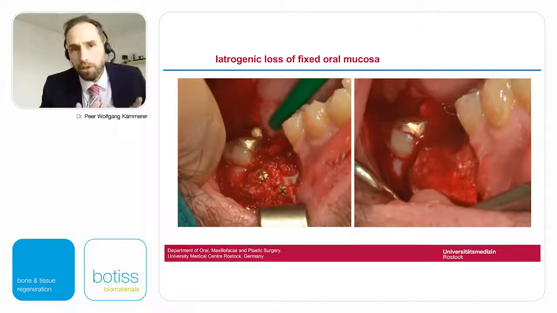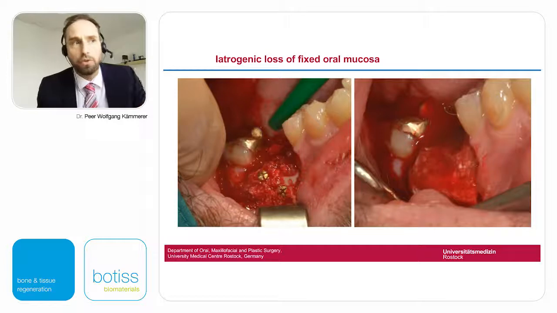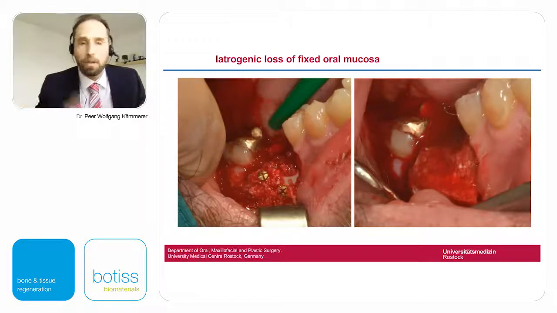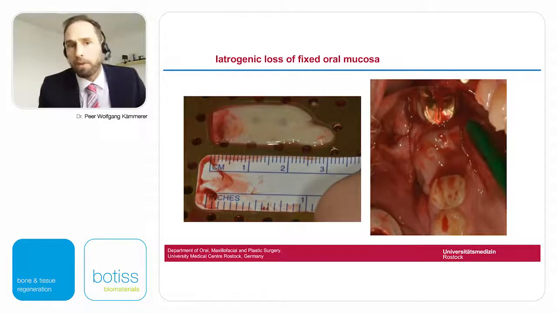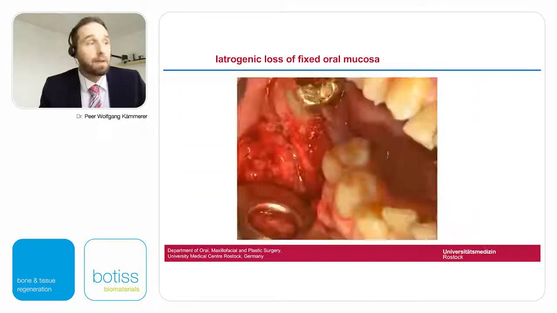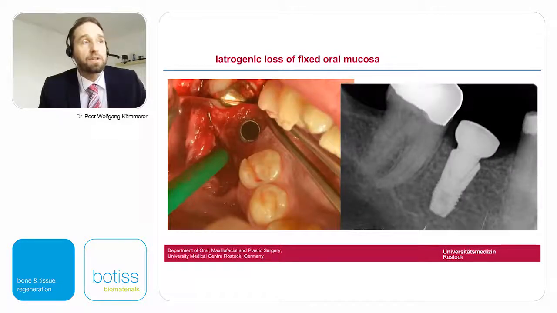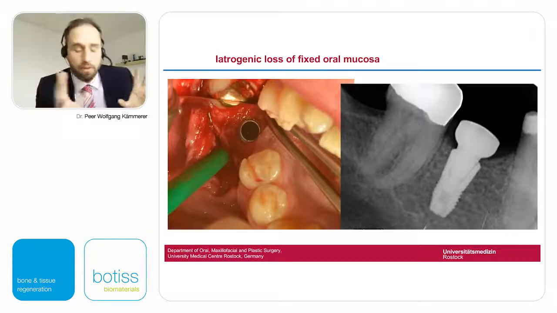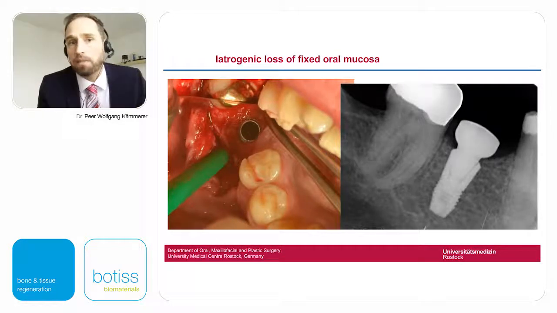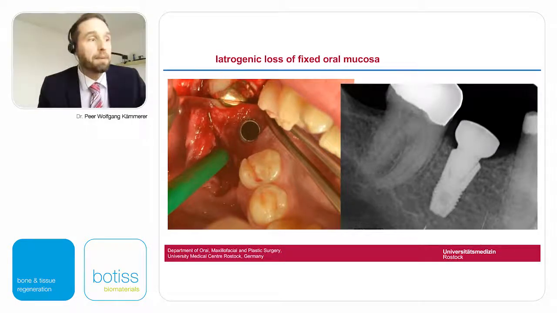You see the fixation of the cortical plate with 2 screws, and then we put a collagen membrane over it. Over the collagen membrane, the PRF membrane, because it's known that the soft tissue healing will be better when using PRF. This is the result we saw after 6 months. So we have a stable new bone formation, but of course we have a problem now because of the implant placement. The implant is good; it's 5 millimeters in diameter, so there's enough bone for the implant.